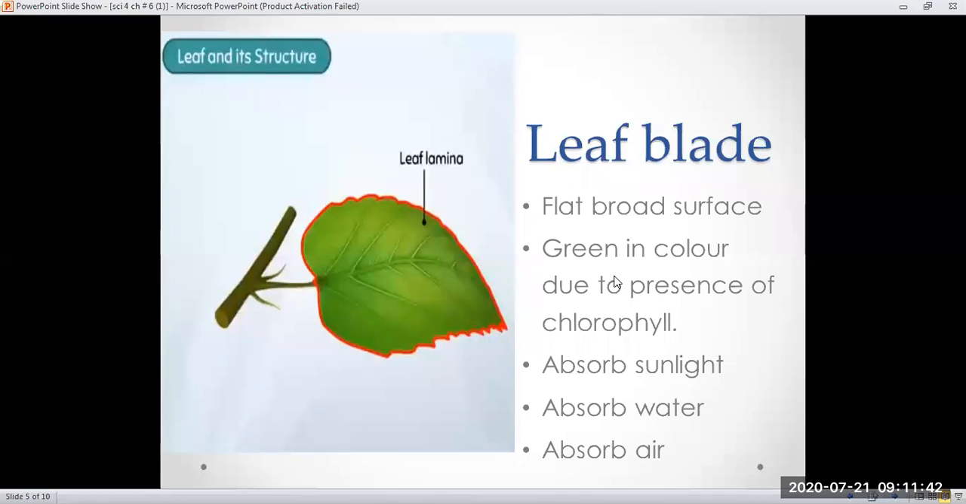Why are leaves green in color? Because there is a substance named chlorophyll. Due to the presence of chlorophyll, the color of a leaf is green. Chlorophylls are disc-like structures present in the inner side of the leaf, which maintain the color of a leaf. And what is the function of the leaf? Due to the presence of chlorophyll, plants absorb sunlight so they can make their own food. Plants also absorb water and air from the surroundings for making food.